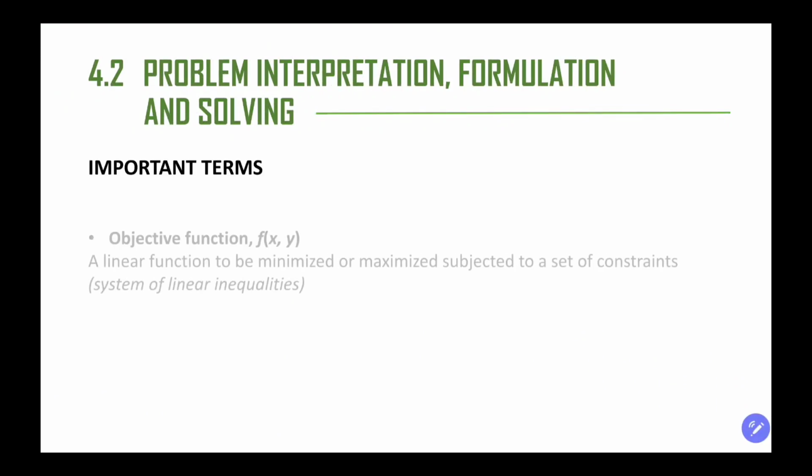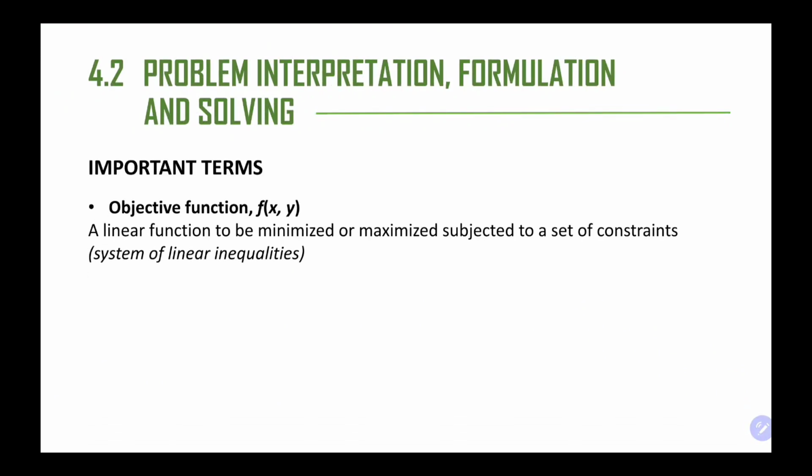Important terms: objective function. Objective function is a linear function to be minimized or maximized subjected to a set of constraints. Means we need to know our objective function. Is it to maximize or minimize? Usually, cost we minimize, profit and revenue we maximize.